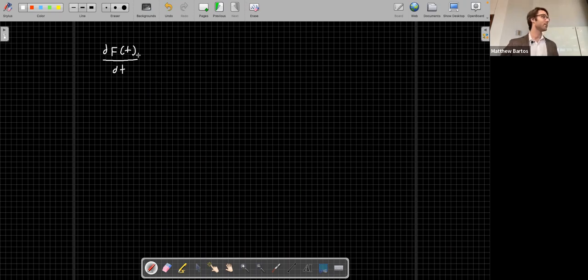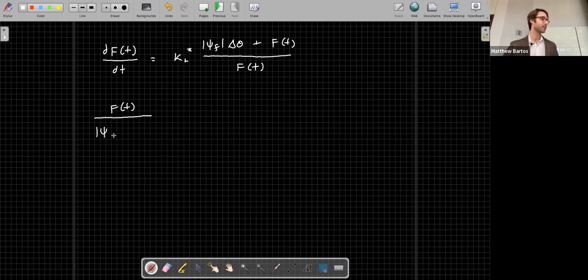Okay, so we have the derivative of the cumulative infiltration depth over time is equal to Kh star times the matric potential times the initial soil moisture deficit plus big F of t over big F of t. Okay, so what I'm going to do is multiply on both sides by dt. And then I'm going to move all the terms with our big F of t over to this side. Okay, so what we end up with is big F of t divided by the numerator from the other side times dF of t is equal to Kh star dt.